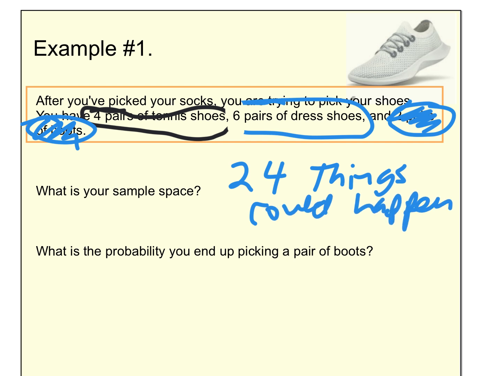Like you could wear your white socks with the green shoes. You could wear your white socks with the red shoes. You could wear your white socks with the black shoes. So all these different things could happen, and all you've got to do is times them. I'll give you another example. You go to fast food places all the time. You go to McDonald's, let's say, and then you got 3 different kinds of burger. You got 6 different kinds of drinks.